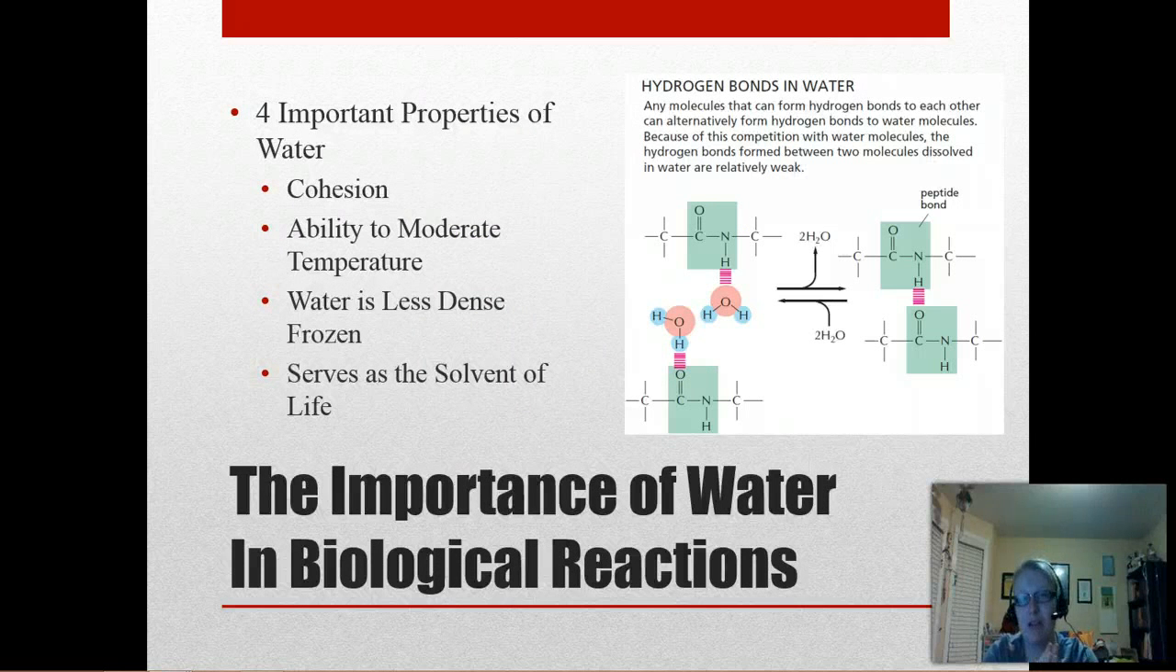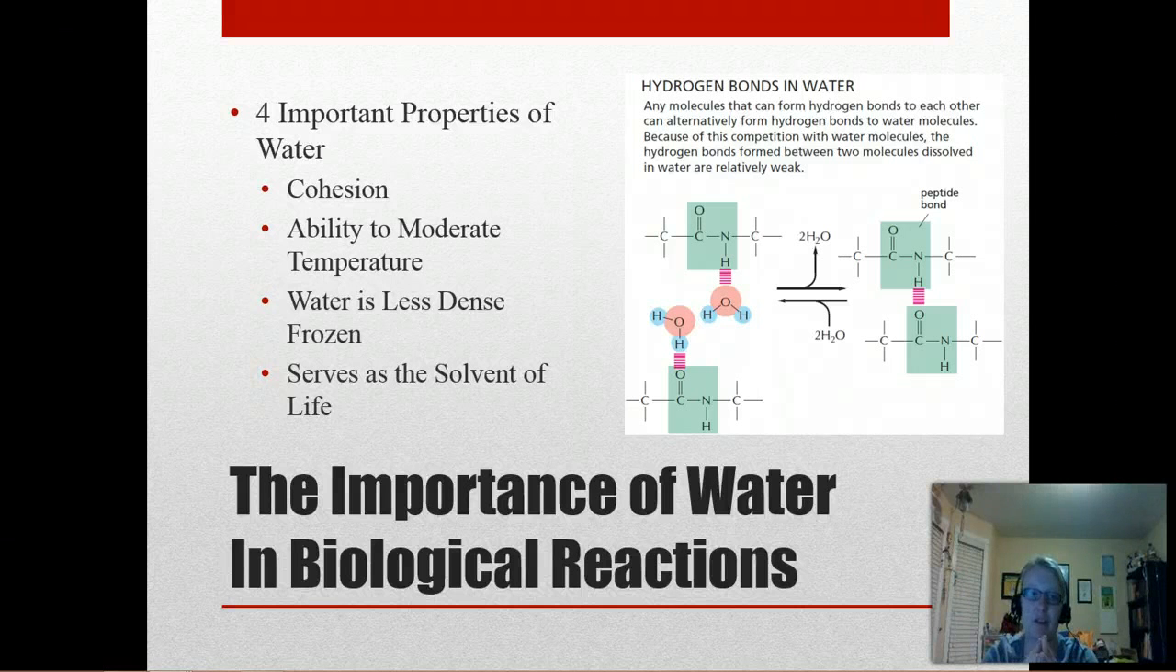The big thing that we haven't talked about yet is water. Our cells are about 70% water, which means that water is critically important to the cell. And there are 4 important properties of water that we need to make sure we understand. Cohesion, which is how water molecules bond together to form almost a surface. If you've ever put water on a penny and form that bubble, that's surface tension, that's cohesion.